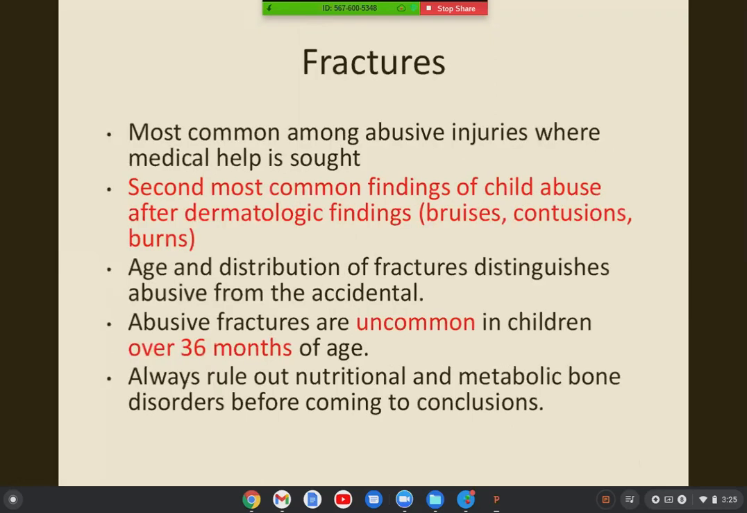Fractures are the most common among abusive injuries where medical help is sought, and they come second to the dermatological findings. Age and distribution of fracture distinguish abuse from accidental injury. Abusive fractures are uncommon over 36 months of age, when the child starts vocalizing. You should always remember to rule out nutritional and metabolic bone disorders before coming to a conclusion.